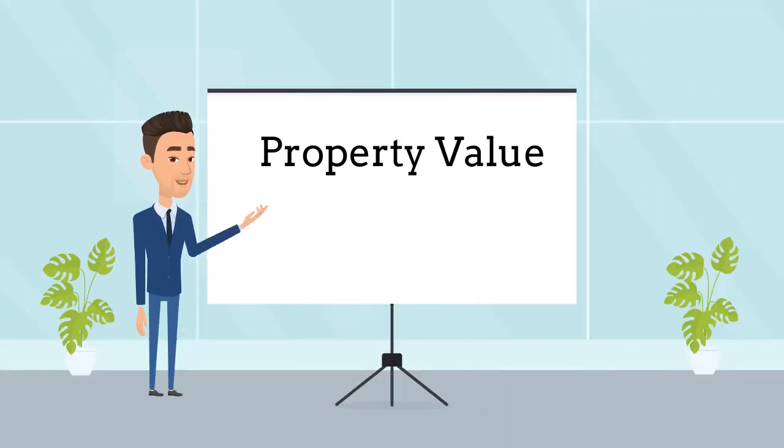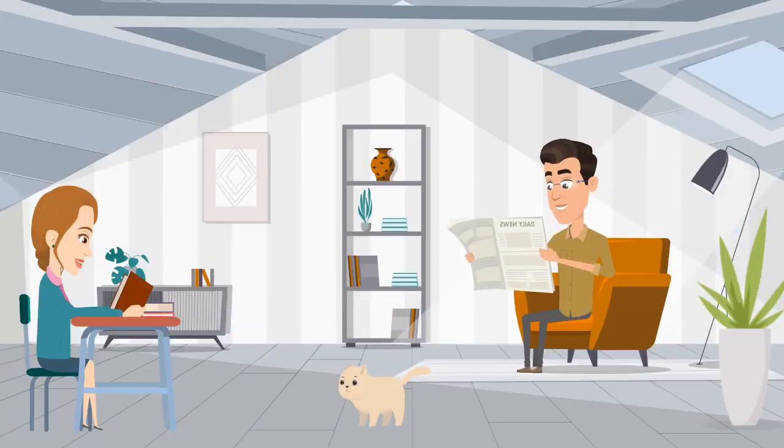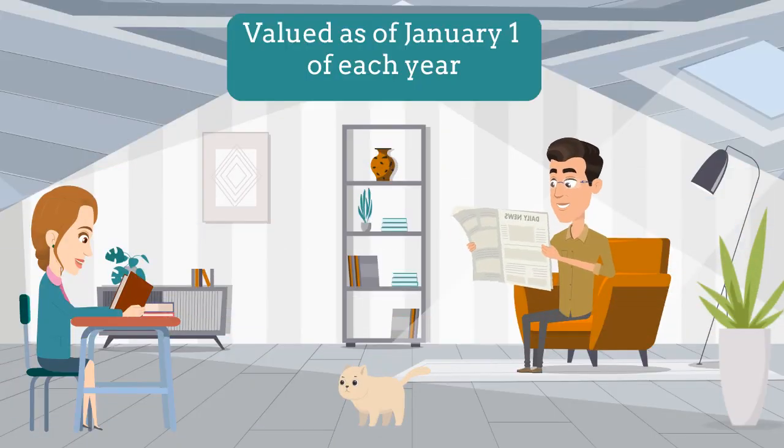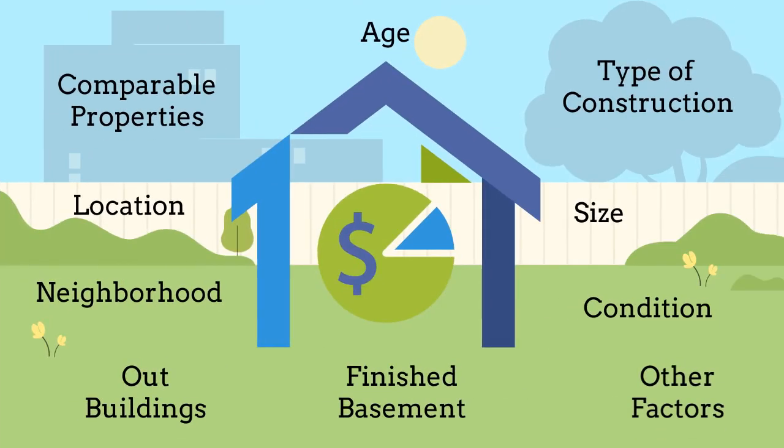The property value on the notice is used by the municipality to calculate the property tax for the next year. It is the value of the Smiths' property on January 1st of the year they received their notice. MAA determines the property value based on the property's characteristics and the sales market.